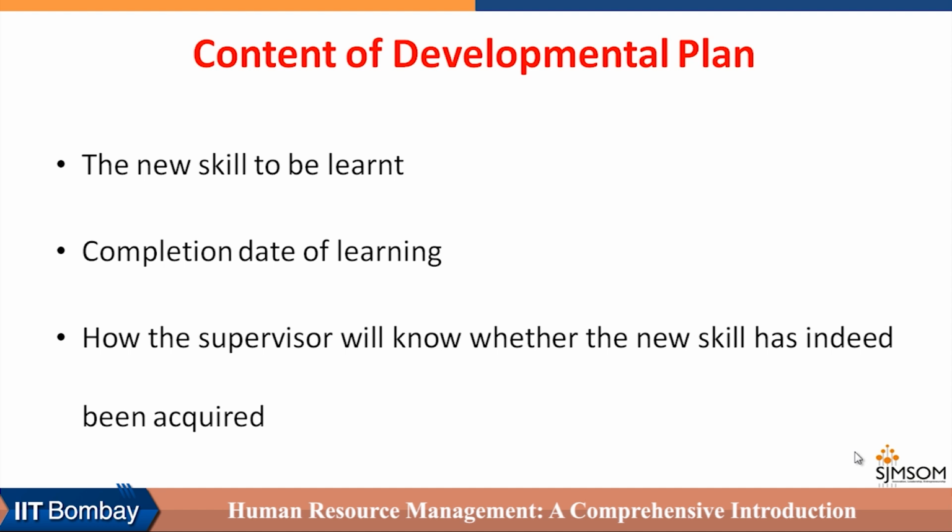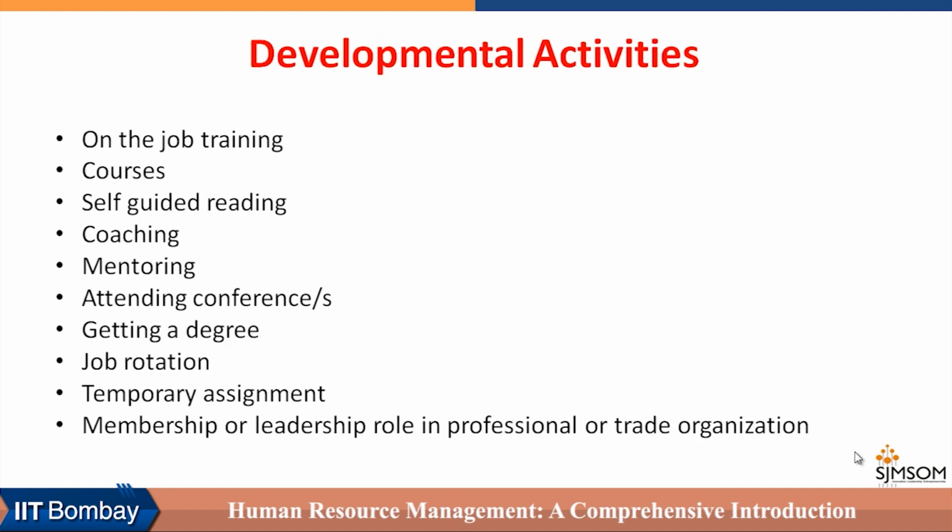So, we need to identify what will indicate that the incumbent has attained the developmental objective. Now, we will look at the multiple possibilities of developmental activities. These developmental activities can be on the job training. As I mentioned, challenging assignment and on the job training is perhaps the most powerful developmental activity.